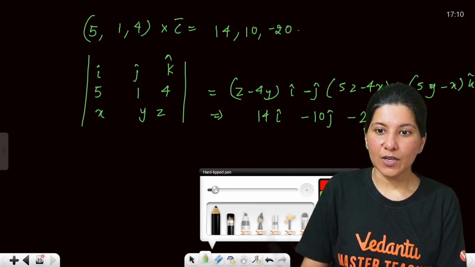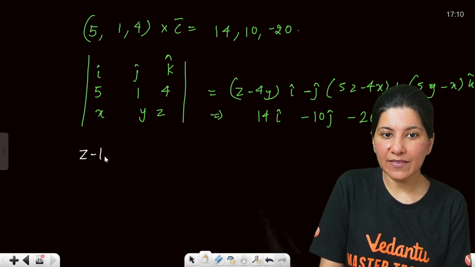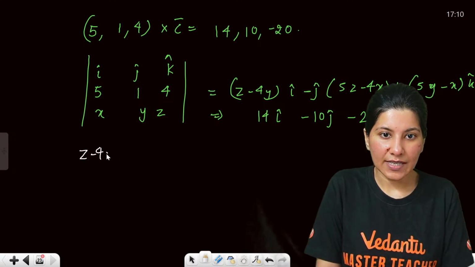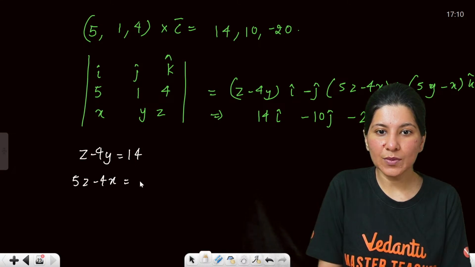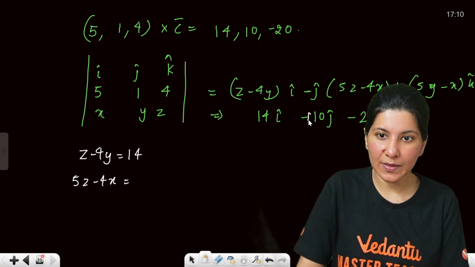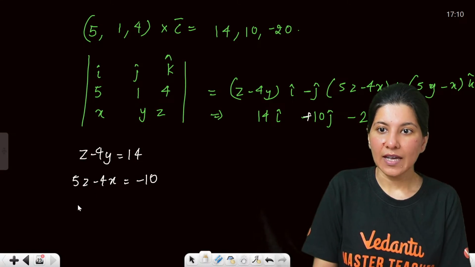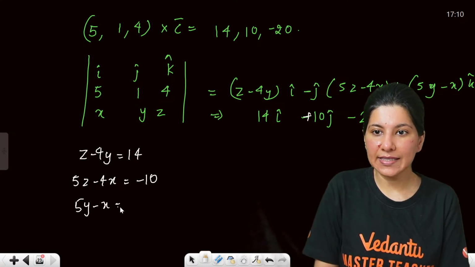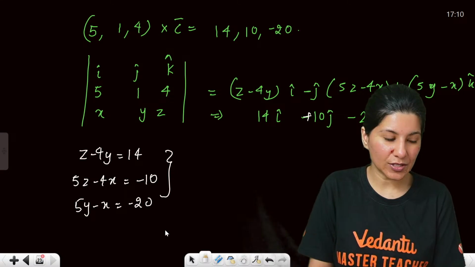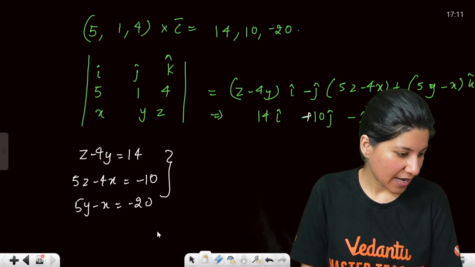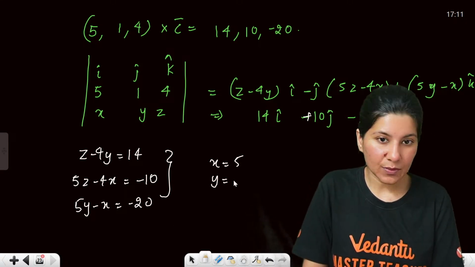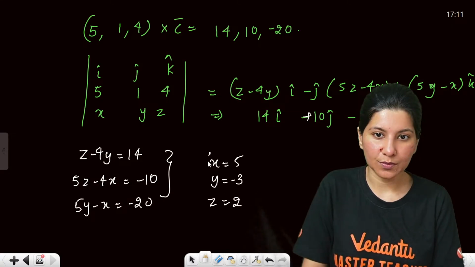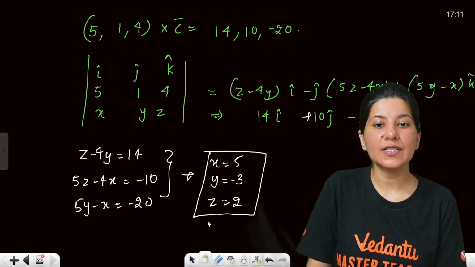Okay, all right. So again we are having z minus 4y equals 14. 5z minus 4x equals what? Sorry, this is plus 10, so minus 10. And 5y minus x equals what? Minus 20. These are the three equations and three unknowns, and we just have to solve it. Correct? If you solve it, you will get x equals 5, y equals minus 3 and z equals 2. So you've got your c vector basically.